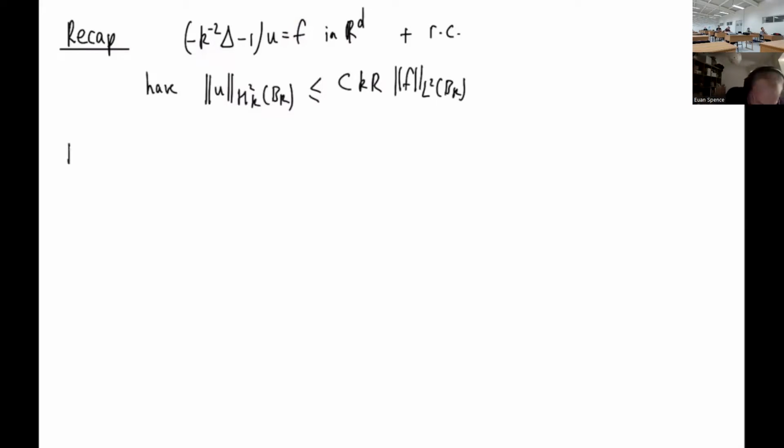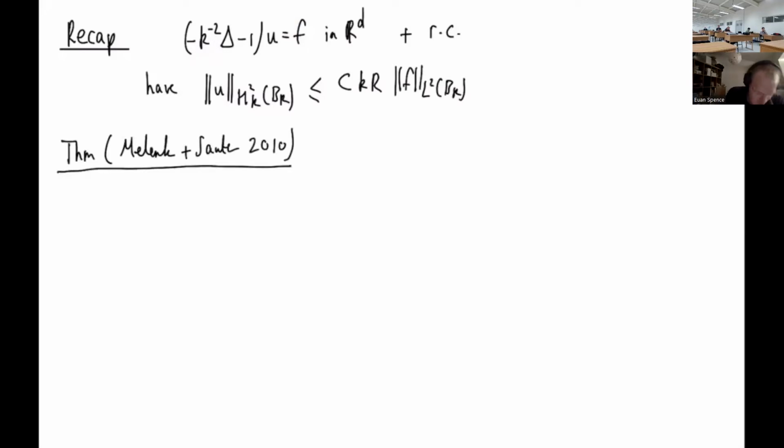And last time I hope I convinced you, or showed you, that we can split our solution in this way, that I'm just writing down here in this theorem, with this result first due to Melenk and Sauter in 2010 for this particular Helmholtz problem. So we have this splitting, and that then allows us to prove this really great result about the hp finite element method applied to the Helmholtz equation, namely that it doesn't suffer from this pollution effect. So let's just write down this result that I showed you last time.